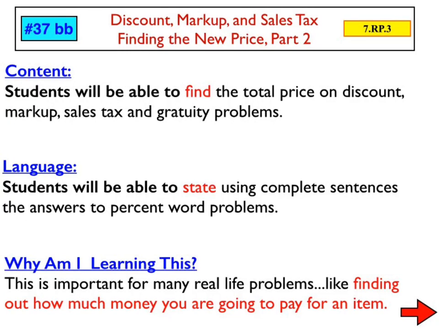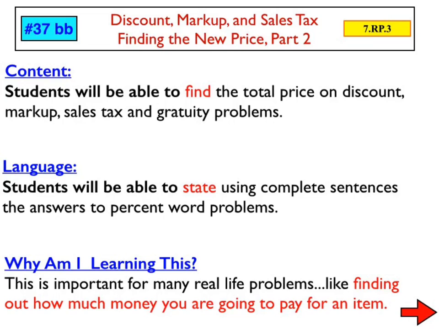All right, today, day number 2 of this idea of finding a new price while we're dealing with discount and markup and sales tax and also tip and gratuity type problems. In our last lesson, we found the new price, in my opinion, the long way. In other words, we found the amount of markup or discount, and then we had to figure out whether we needed to add it back on to the price or take it away from the price. I call it the long way because it really takes 2 steps in order to get there.